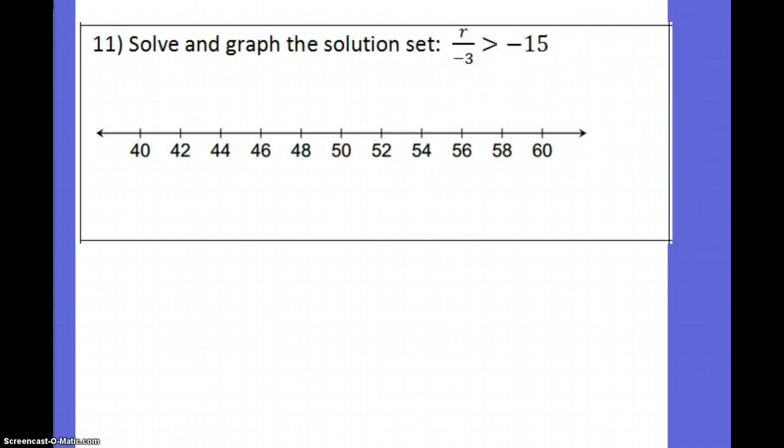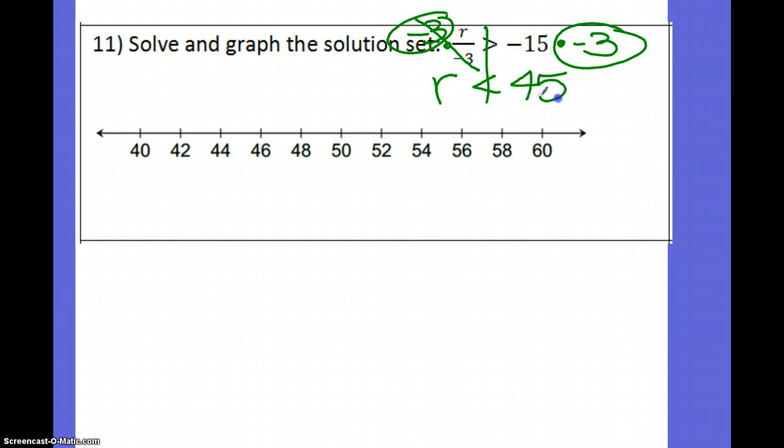Solve and graph the solution set. The r has a negative 3 that's dividing, so we will multiply negative 3. The number we are multiplying is negative. Therefore, right away, I can tell I'm going to switch that sign. Negative 3 over negative 3 is 1. R, and that gives us 45.